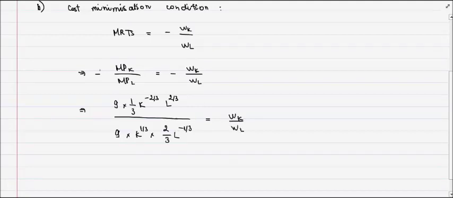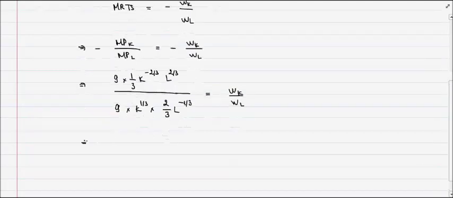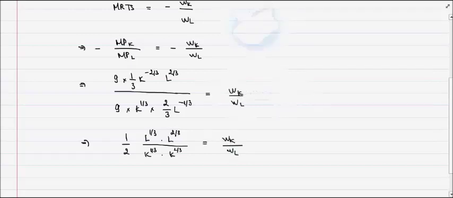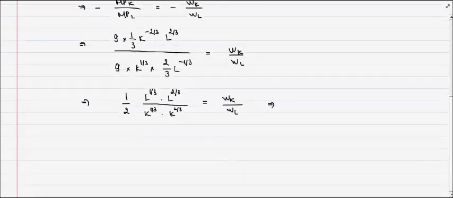Okay, so I'll get rid of the negative signs on both sides of this equation. So now we just have to simplify this. So 9 will cancel with 9. 1/3 divided by 2/3 is going to give me a half. Now if I move L to the negative 1/3 to the numerator to get rid of the negative sign, I'll get L to the 1/3 times L to the 2/3. And if I move K to the denominator to get rid of the negative sign here, I'll get K to the 1/3 times K to the 2/3, and that is equal to WK on WL. Okay, so this will just give me a half, and that will just be equal to L on K, equal to WK on WL. Okay, so we got the factor input price ratio equal to half of L on K.